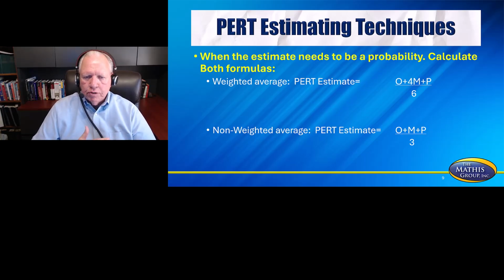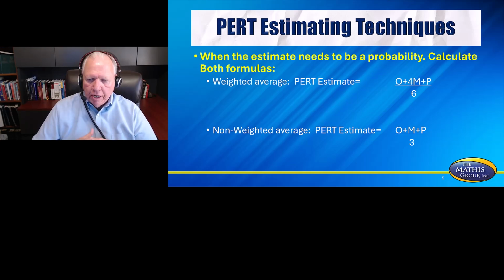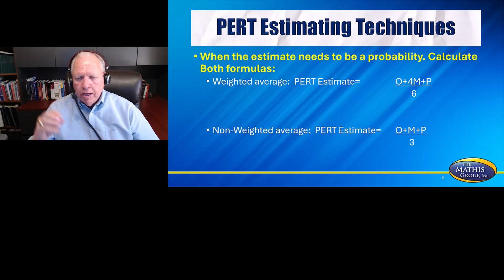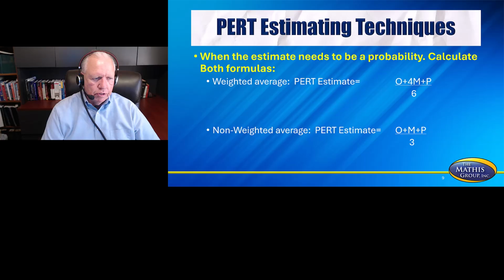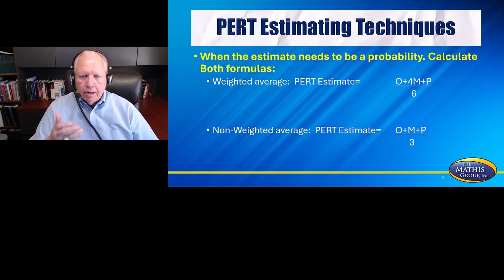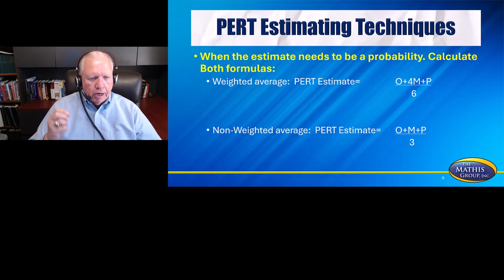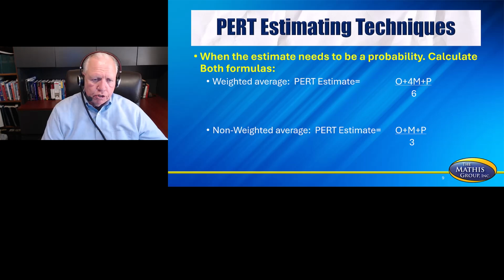And so a weighted average, which is the older estimate, is optimistic plus 4 times the most likely plus pessimistic divided by 6. If you look at the new one, which is the non-weighted average, it's optimistic plus most likely plus pessimistic divided by 3. Now you're asking the question of how do we know which one they're using? Well, they tell us. You're going to have to pick up something in that scenario that lets you know that they are weighing that particular calculation heavily, and that's going to let you know that it's 4 times the most likely.